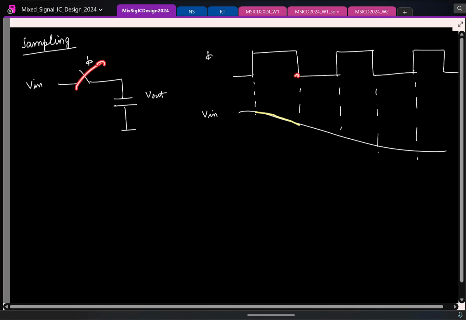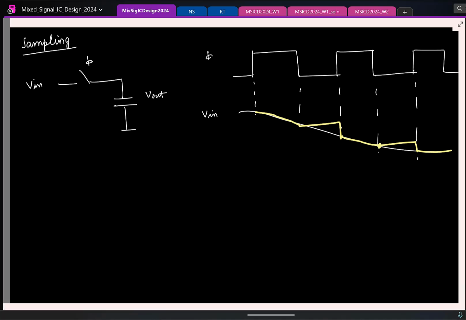At this point, the switch is open. What will happen to Vout? There is no path for the capacitor to discharge. It's going to retain the voltage. Again, when the switch is closed, it will be Vin. Switch is open, voltage is held. Right? It's a simple capacitive circuit.